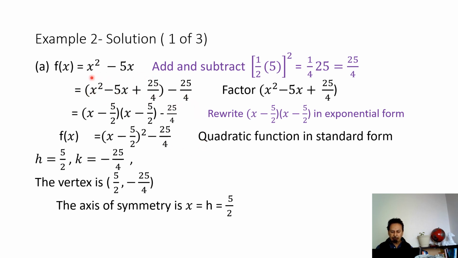Now we can factor x squared minus 5x plus 25 over 4, which will be x minus 5 over 2 times x minus 5 over 2. Since these are repeating twice, we can write this in exponential form. It becomes x minus 5 over 2 squared, and you have a minus 25 over 4. So now h is 5 over 2, and k is minus 25 over 4. So the vertex is 5 over 2, comma, negative 25 over 4. The axis of symmetry is x equals h, and h is 5 over 2, so the axis of symmetry is x equals 5 over 2.